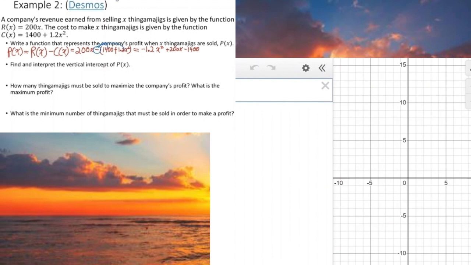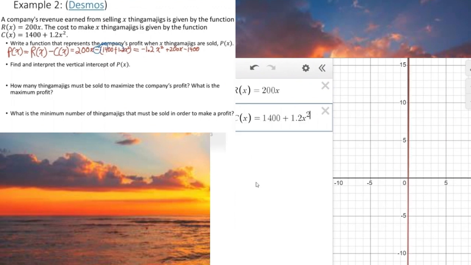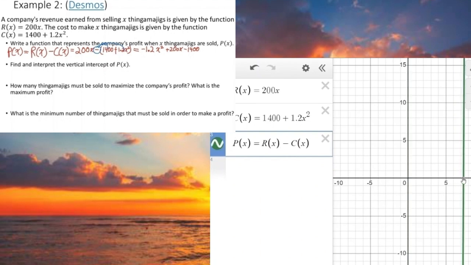How can we check to make sure the equation that we got for profit is correct? Going into Desmos, I can enter in both the revenue and the cost functions. And for this, because I'm only concerned with the profit, I'm going to turn off both graphs. In the next line, I can use the function notation to write how we would calculate the profit function. That is, P of X equals revenue minus cost. And notice we have a line here in green.